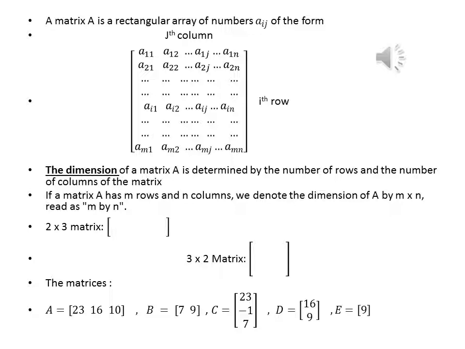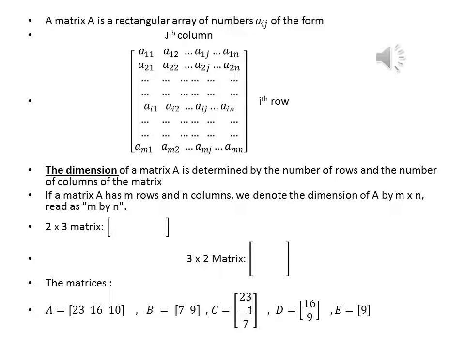How to read the dimension? What is the dimension of the matrix? Any matrix has a dimension. Dimension is the number of rows cross the number of columns. The dimension of a matrix is determined by the number of rows and the number of columns of the matrix. If a matrix has m rows and n columns, we denote it as m cross n. M cross n means the dimension of this matrix: number of rows m cross number of columns n.